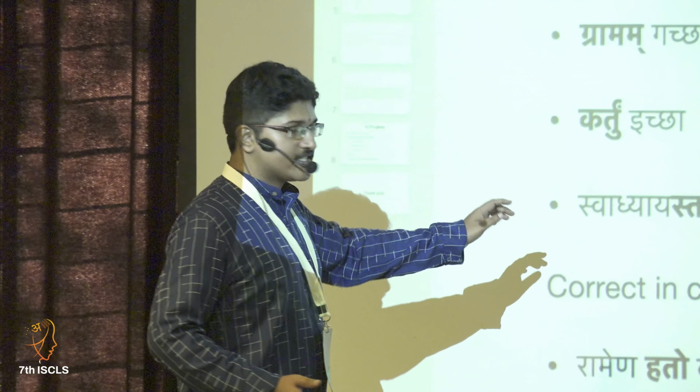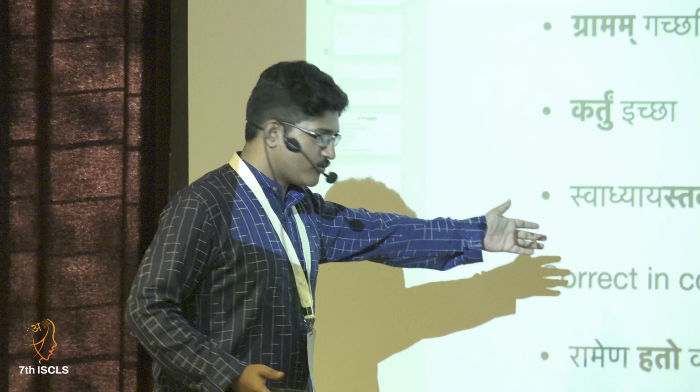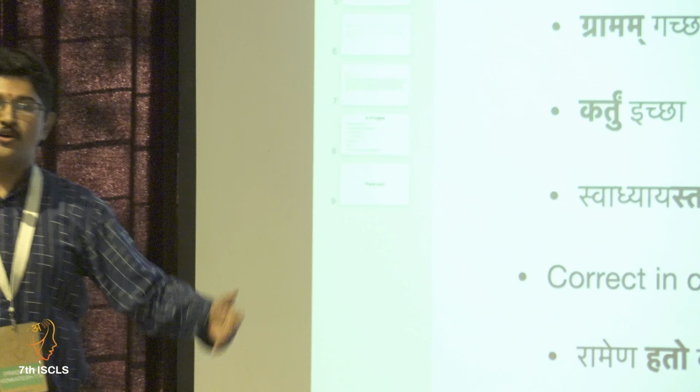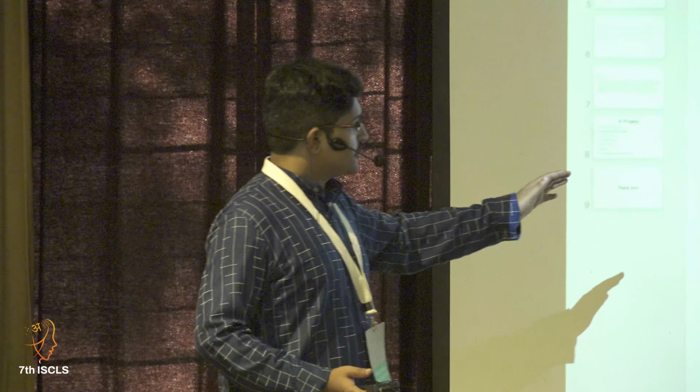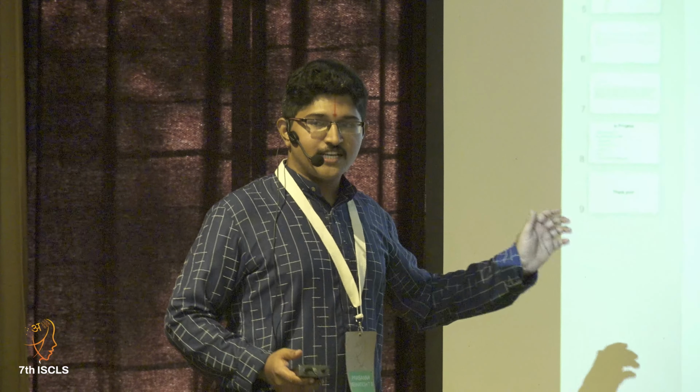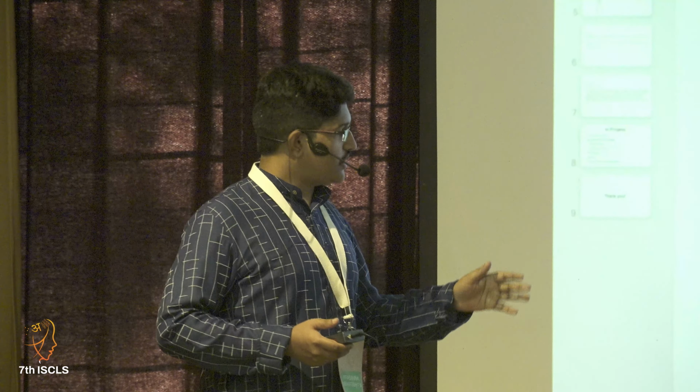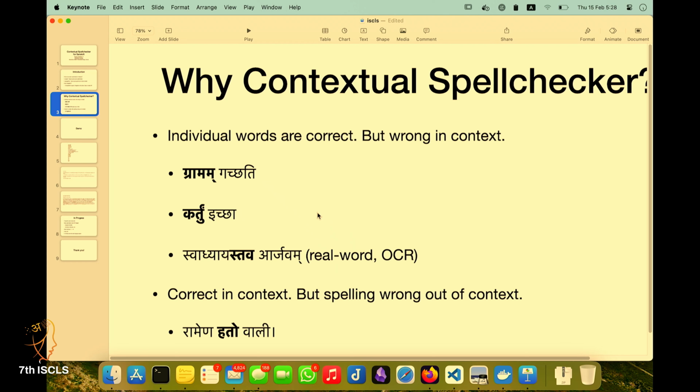And in the case of OCR, we can see real word errors like "Swadhyayas Tapa Arjavam", but because of OCR, we get "Tava Arjavam". "Tapa" is actually the word, but here both are dictionary words. So such a real word error cannot be handled by a simple spell checker.